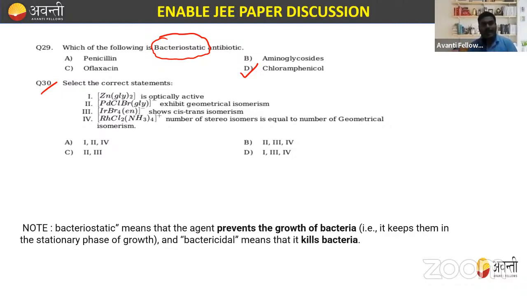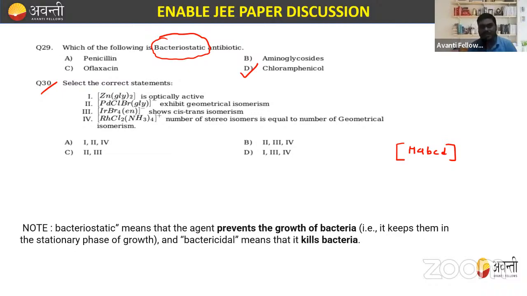Now, the second statement, PDCl-Br glide exhibits geometrical isomerism. Yes, how can we say that it shows geometrical isomerism? Because it is of Ma4 type. Okay, Ma, A, B, C, D. So it has four different ligands, so it exhibits geometrical isomerism. How many? Three. So you can also say that it shows three geometrical isomers. So yes, it exhibits geometrical isomerism.